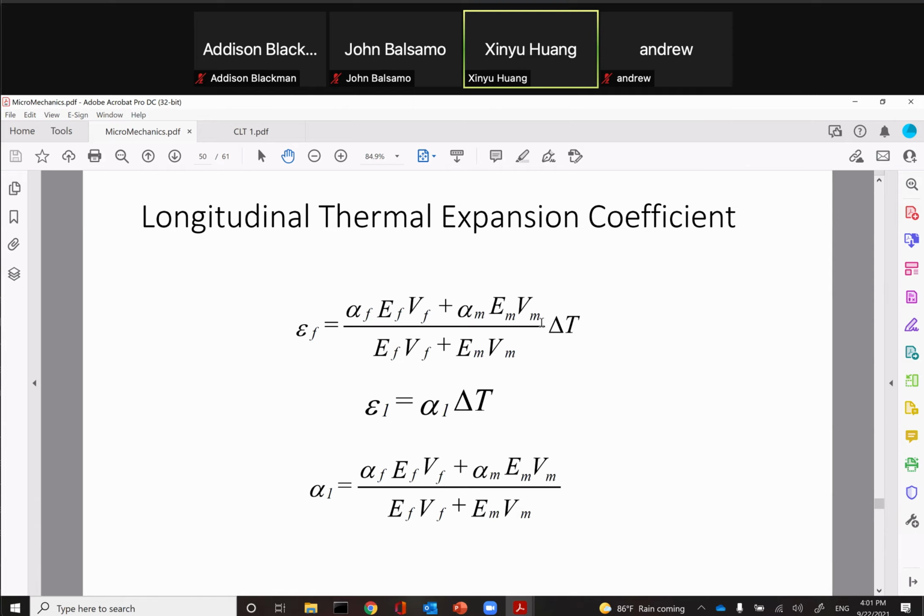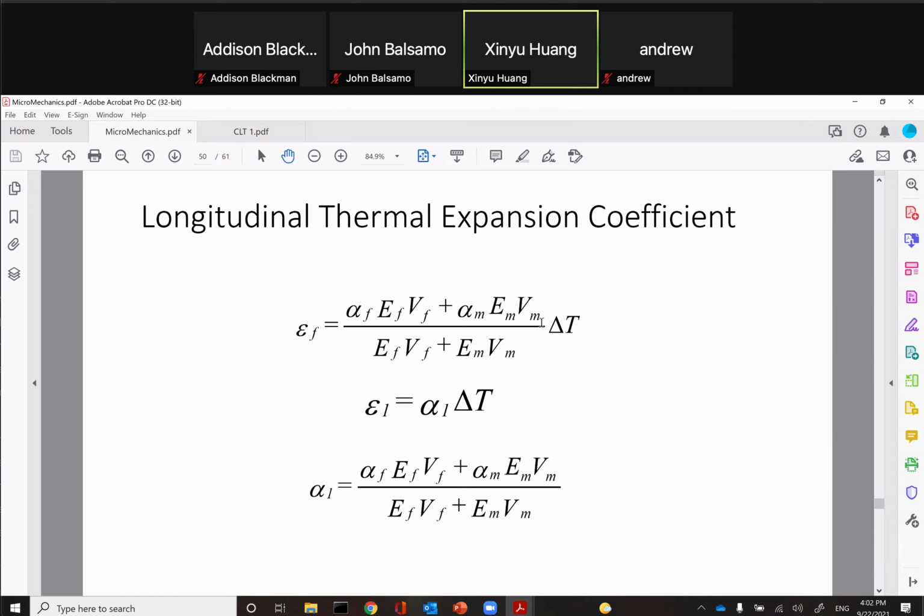Now, alpha 2 is the thermal expansion coefficient in the transverse direction, which is a lot more complicated. And the reason is that you have less of a constraining effect. Usually, if you have fiber and matrix bonded together in this direction, they have more constraining factor in the fiber direction. But when they grow in the transverse direction, they have less constraining effect. You have some freedom to grow. You have more freedom to grow.